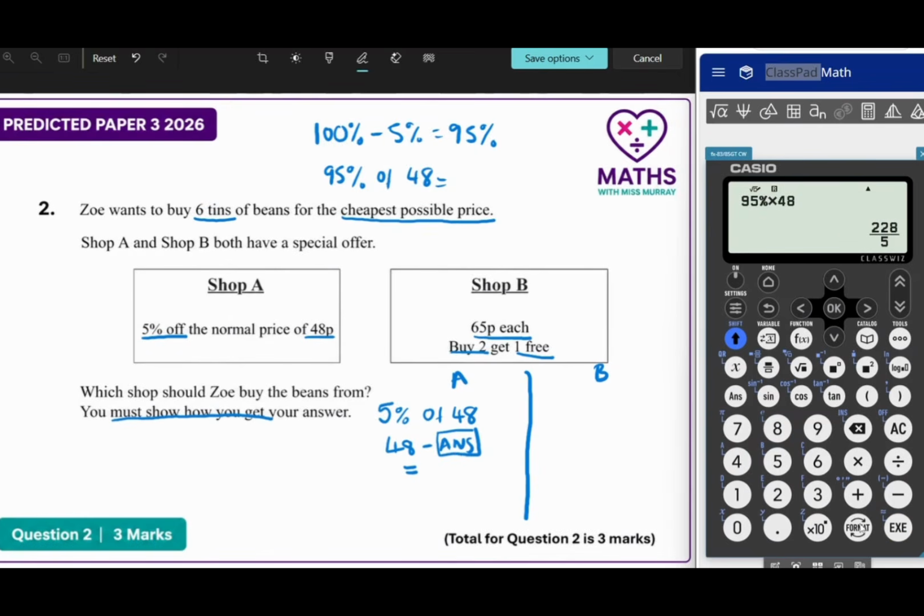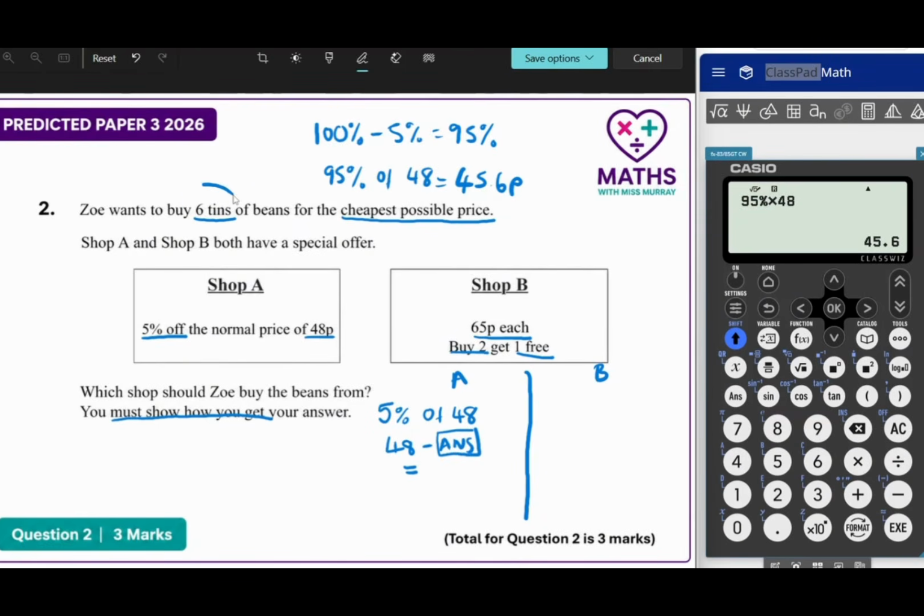Because I'm working with money, I don't want a fraction, so I'm going to click my format button and I'm going to go down to decimal, and that will convert it to a decimal for me. So my answer is 45.6 pence. But that is just for 1 tin of beans.